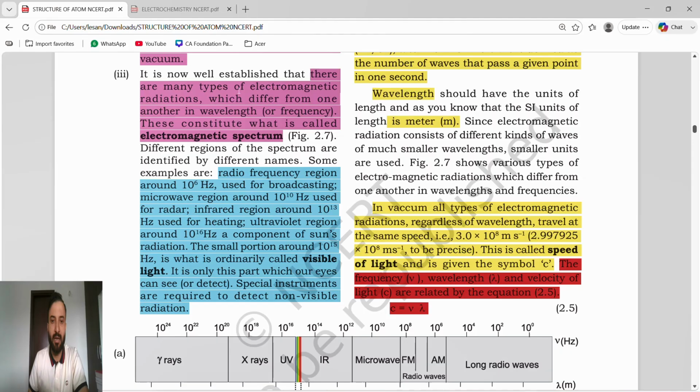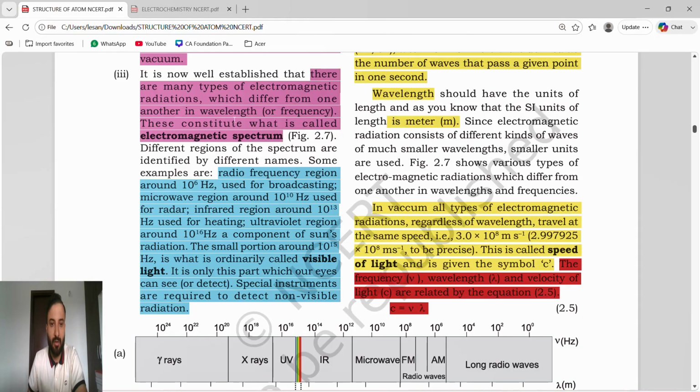See, there are many types of electromagnetic radiation. We know guys, just now we saw radio waves, microwaves, infrared, UV rays, X-rays, gamma rays, right? So there are many types of electromagnetic radiation which differ from one another in wavelength or frequency. Each electromagnetic radiation has different frequency and different wavelength. Obviously, just now I explained, correct?